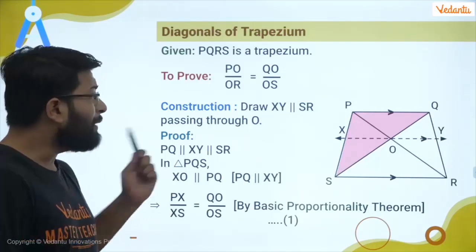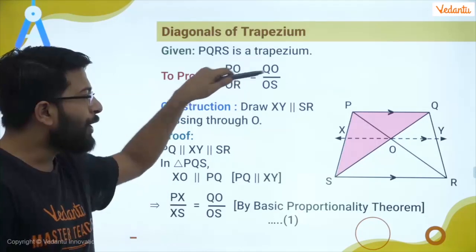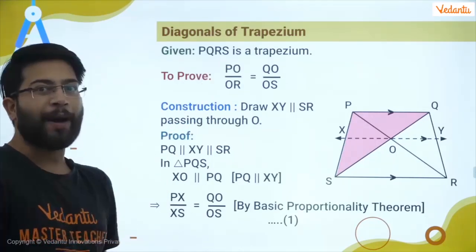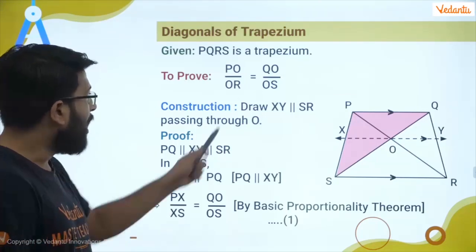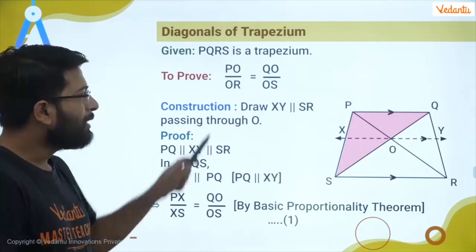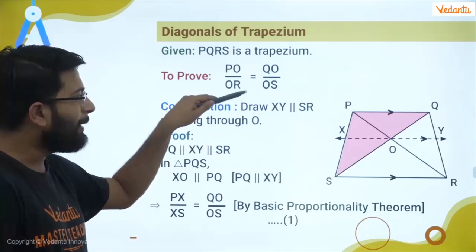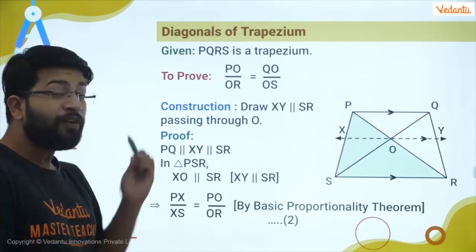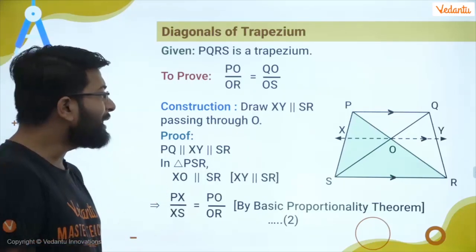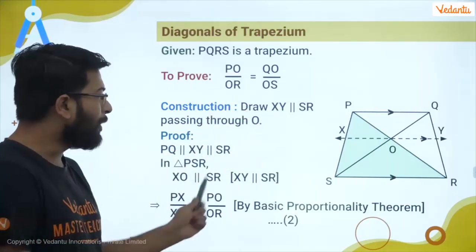Now, champ, from BPT we can say that PX upon XS is equal to OQ upon OS. Yes, same. We have to consider one more triangle. Why so? Because till now we got this ratio, and now we want PO and OR. PO and OR are coming inside the triangle PSR. So if we consider the triangle PSR, we can apply BPT, and we will get PX upon XS is equal to PO upon OR.